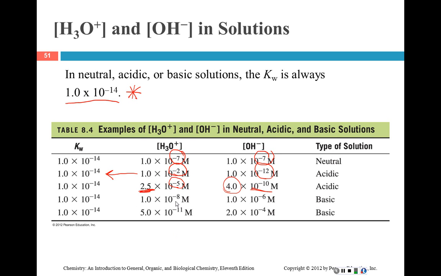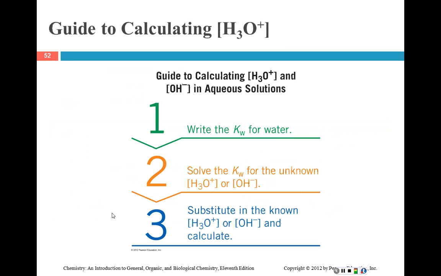Notice when I have a larger number in the exponent here, that's telling you that it's a base. So if this number is larger than 7, it's a base. If it's less than 7, it is an acid. And whatever this one changes to, the other must change to equal the 14, the minus 14. Clear as mud?